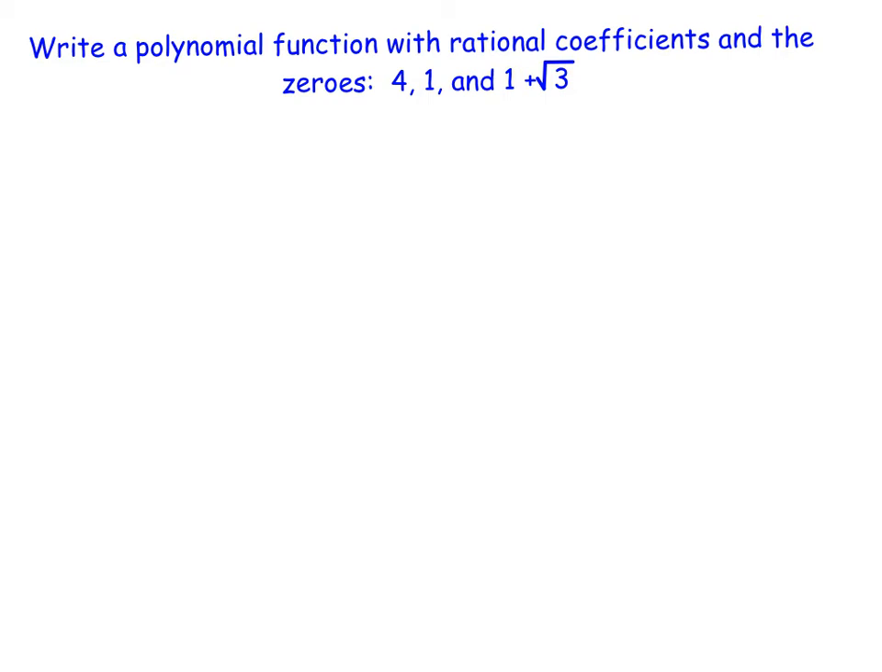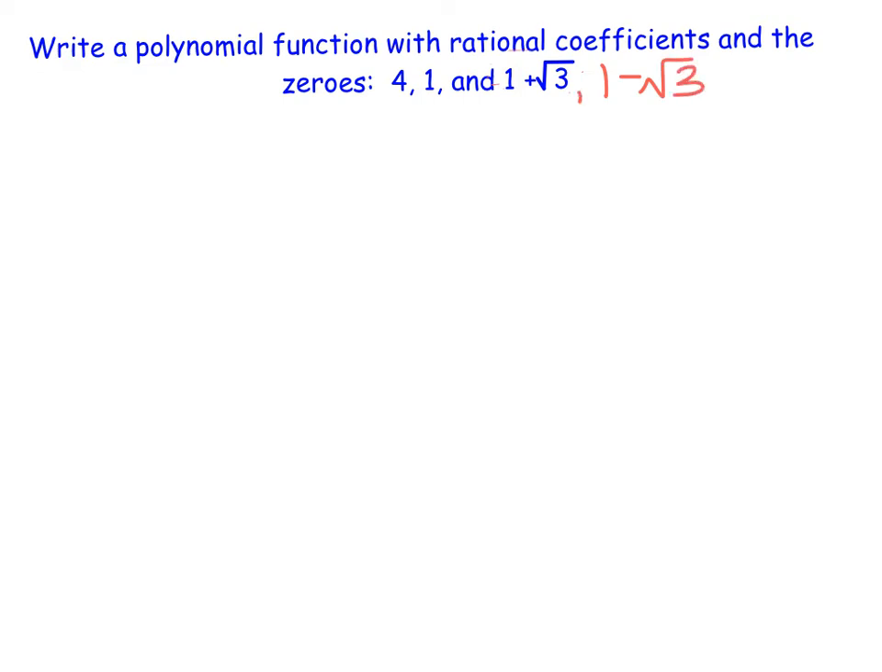So here it says write a polynomial function with rational coefficients and the zeros 4, 1, and 1 plus the square root of 3. Now remember, because of the irrational conjugates theorem, this is telling us that we have one additional zero. So remember, we have an additional zero here that is going to be 1 minus the square root of 3.